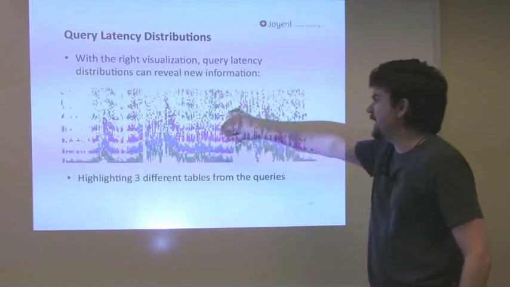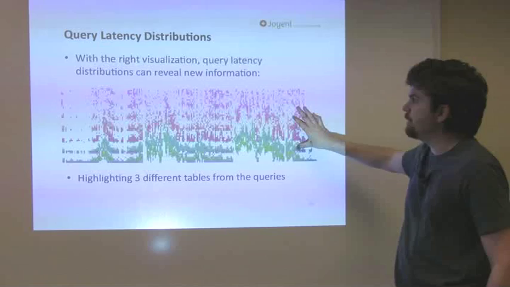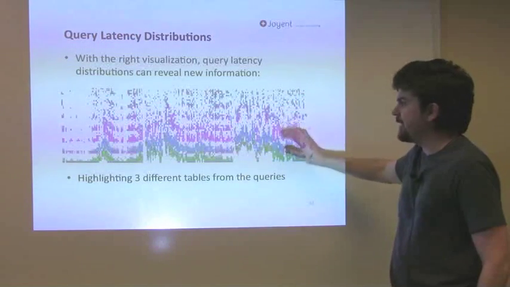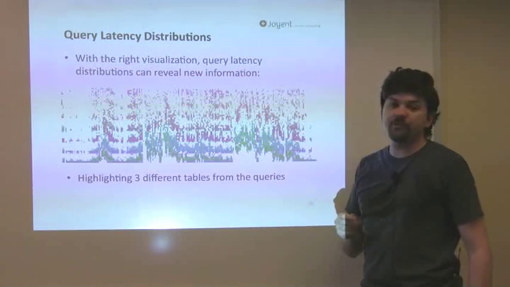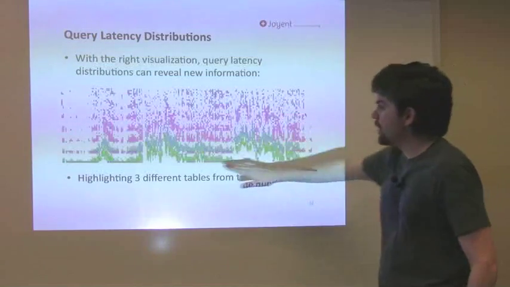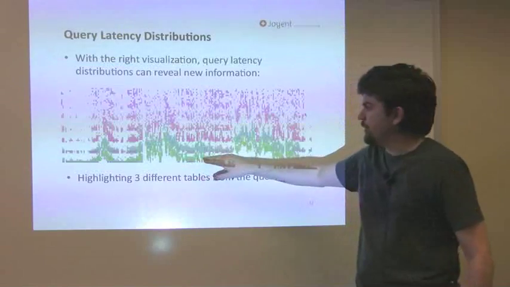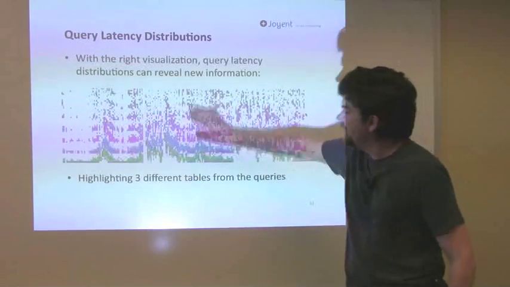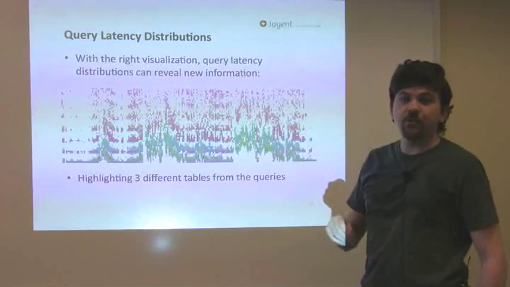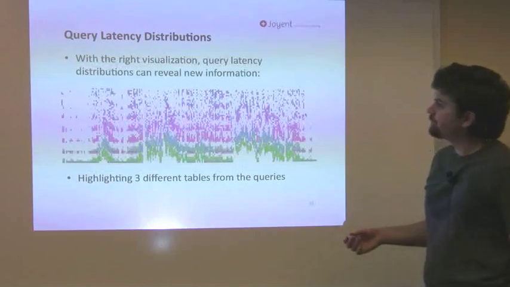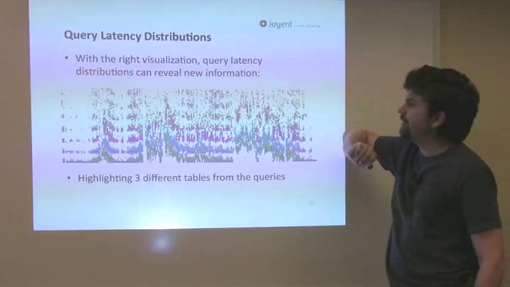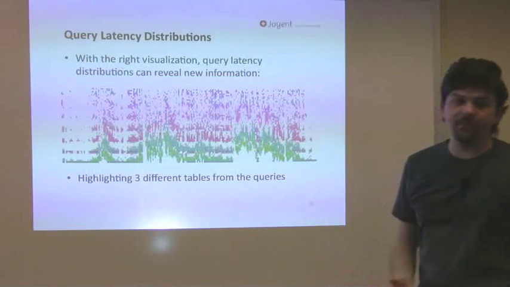This is interesting. This is taking that exact same visualization data, and it's highlighting 3 different tables from the queries. And for whatever reason, these queries that involve this table are returning faster than queries that involve this table, and all the slow guys are talking to another table. So the point here is that with the right visualization, we can reveal all sorts of new information that would have been difficult to get to. We're discovering things so fast that we're still catching up with what we've learned.